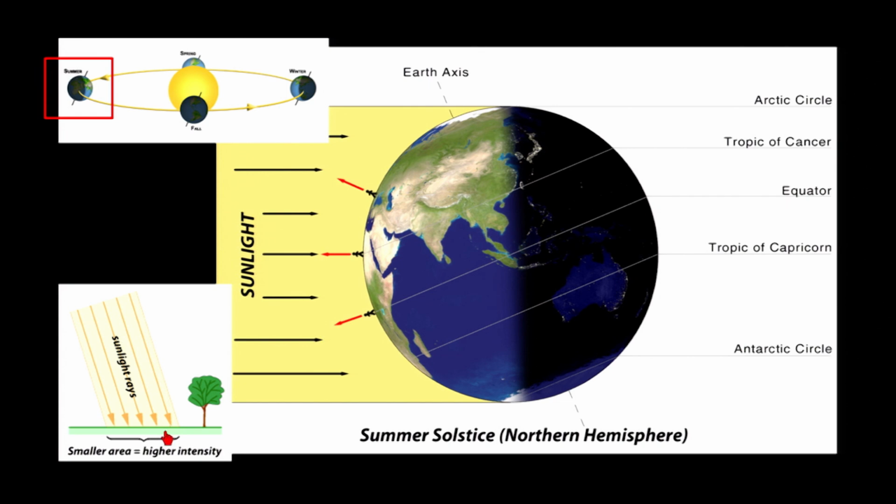This intense sunlight will actually cause the ground to warm up a lot easier than it would be if the angle of the sun were different.